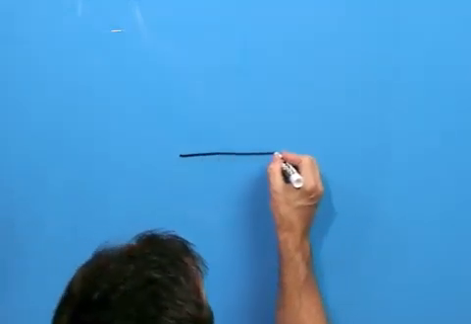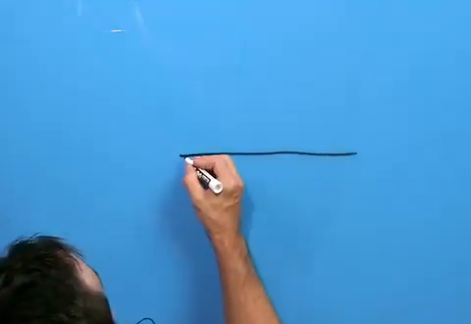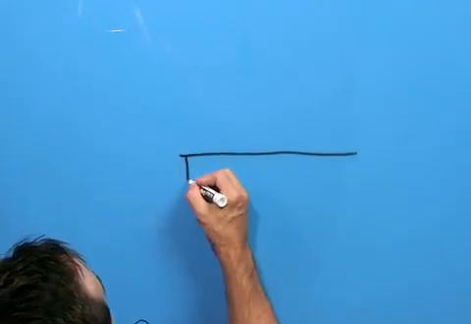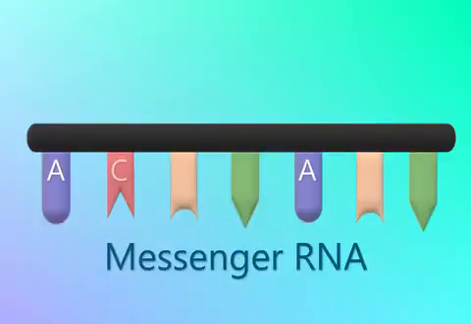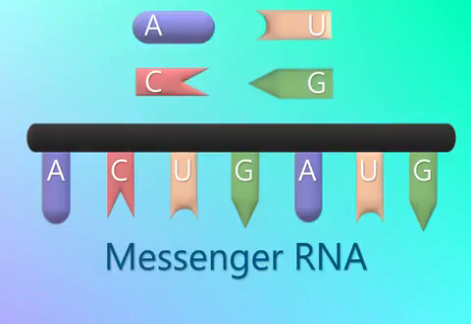Okay, so messenger RNA is going to be a series of letters. It's going to be single-stranded. So it's going to look something like this. And along this strand, we're going to have different bases. We're going to have A's, C's, U's, and G's. All four different bases are going to be along this single strand of messenger RNA, which is complementary to the DNA that came from the nucleus.